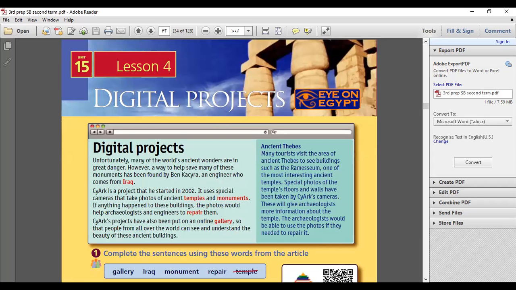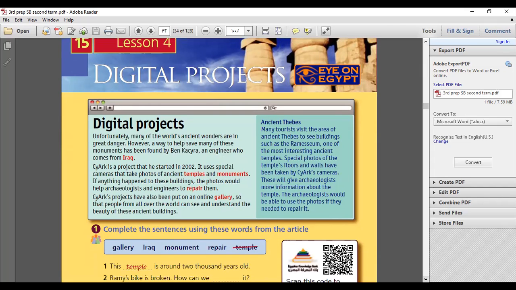Read the digital projects for me. Okay. Digital projects. Unfortunately, many of the world's ancient wonders are in great danger. However, a way to help save many of these monuments has been found by Ben Kassira, an engineer who comes from Iraq. Okay.